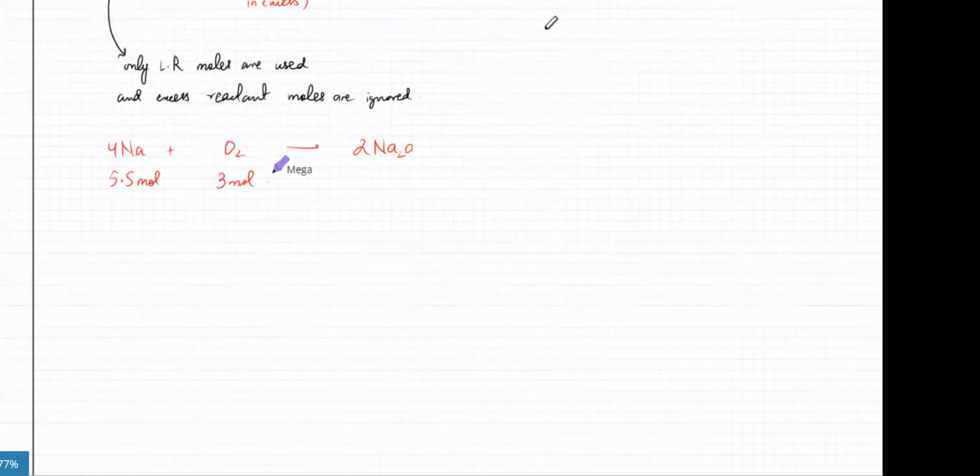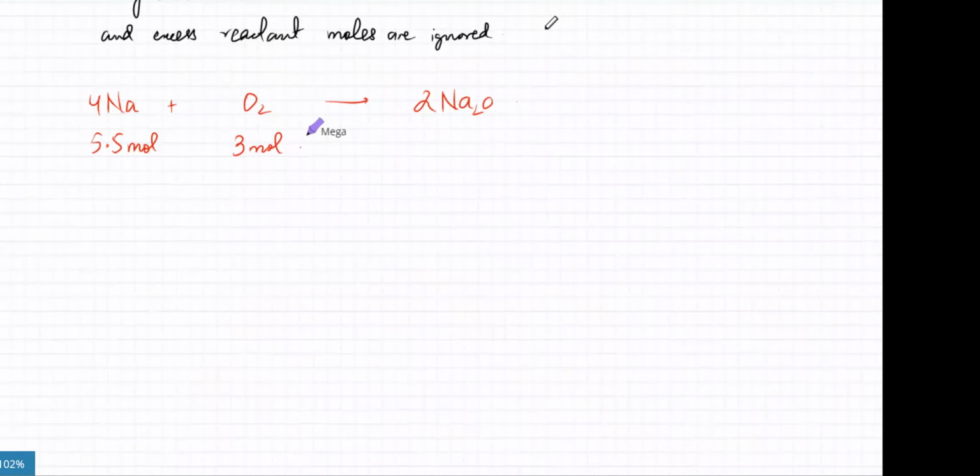First, quickly tell me which one has been added in excess. 5.5. Okay, anyone else? Which one is in excess? Remember, excess means it's more than the required amount. If I say 5.5 is in excess, it means 5.5 is not fully taking part in the reaction. Or is it the 3 moles one that is in excess? O2 is the one that's in excess.